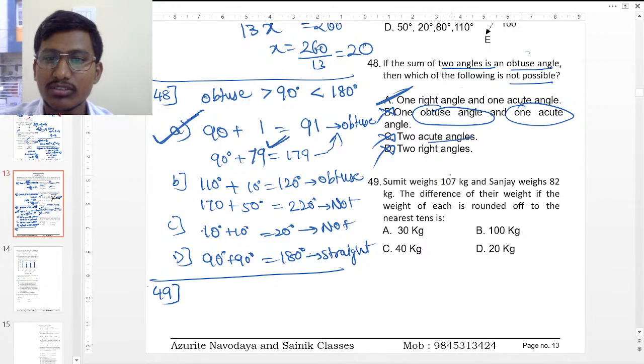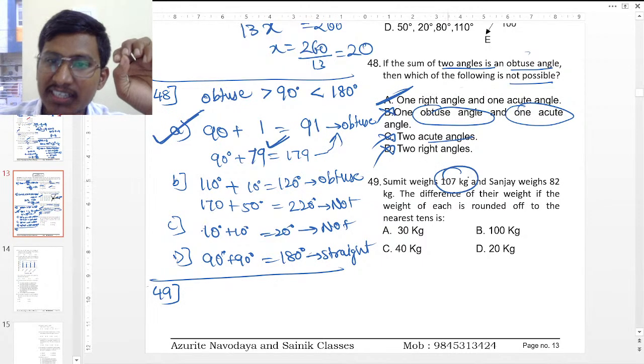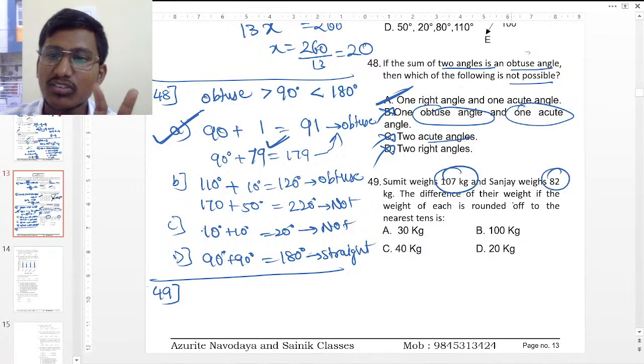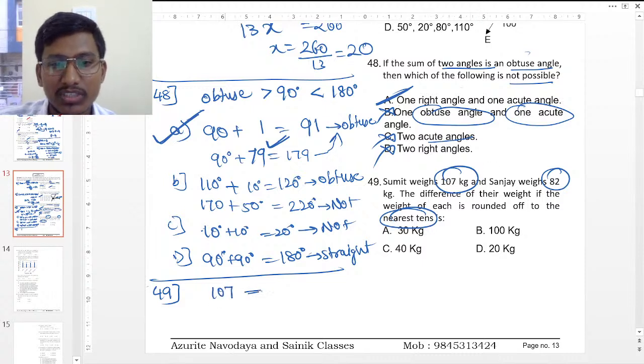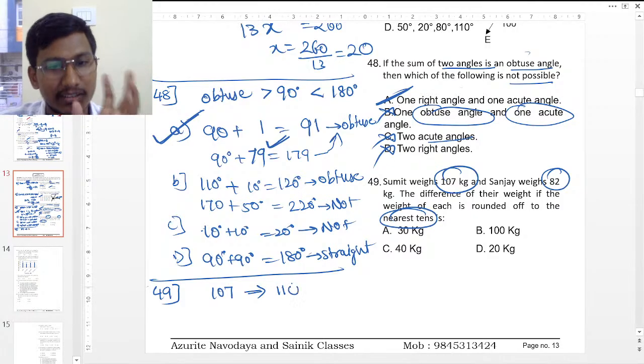49th question. What is the question? Sumit weighs 107 kg and Sanjay weighs 82 kg. The difference of their weight, if the weight of each is rounded off to the nearest 10. So we have to round off to the nearest 10. So let us take it. 107, if you round it, it will become 110 kg.